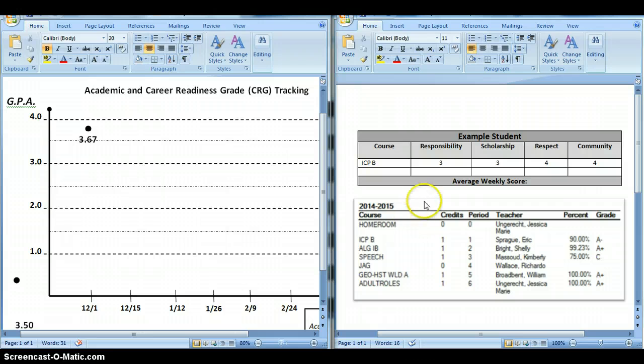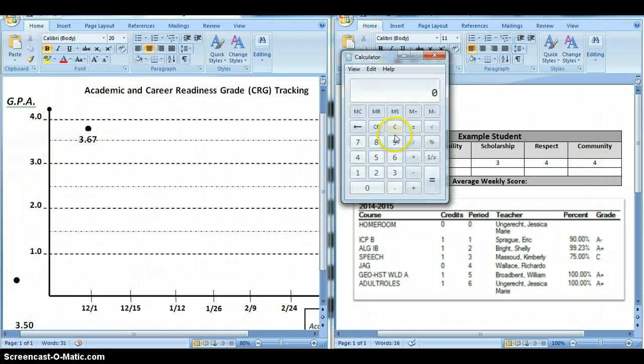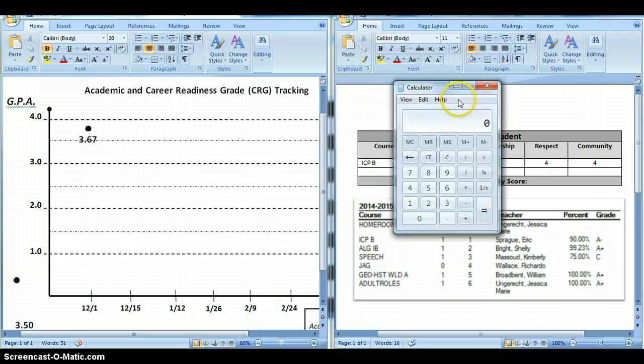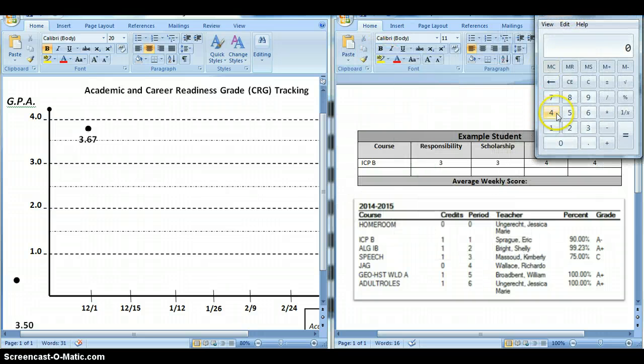So then the next one we'll look at is the career readiness grade. And for the CRG for this student, we have a 3, a 3, a 4, and a 4. And just like before, to find the average of these, what we'll do is we'll add them all up. So we'll do a 3 plus 3 plus 4 plus 4, and we'll get our total, which is 14, and then divide by 4, which gives us a 3.5.